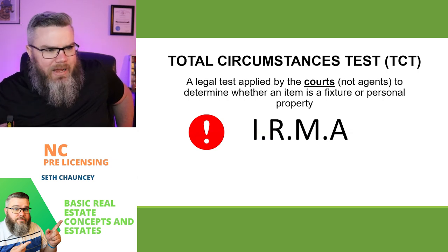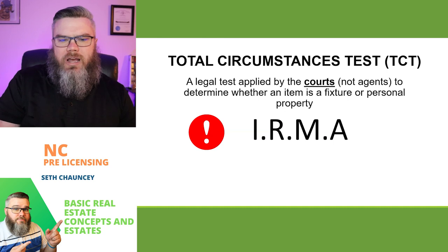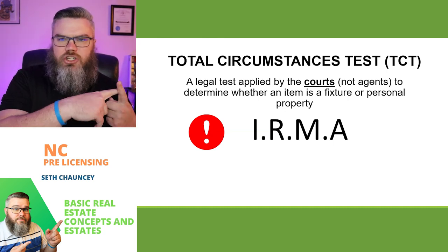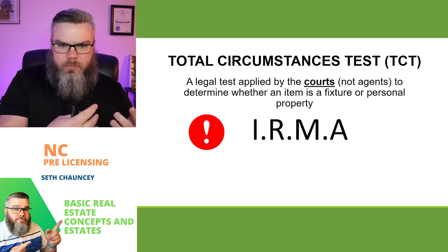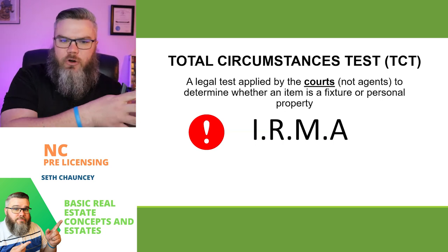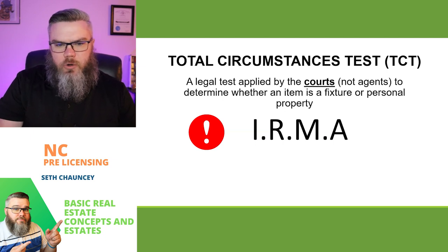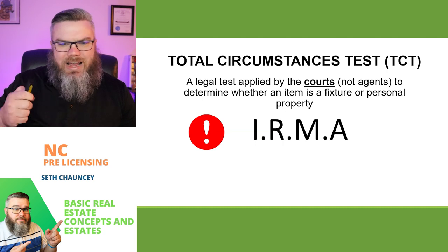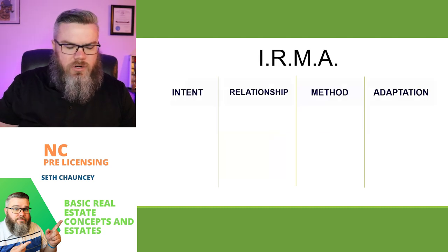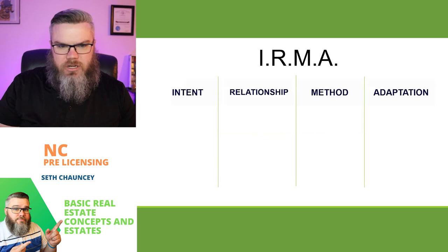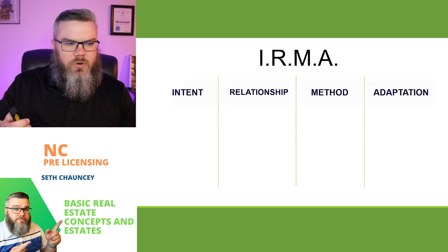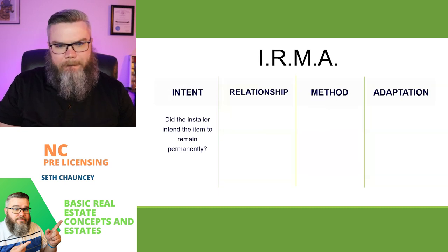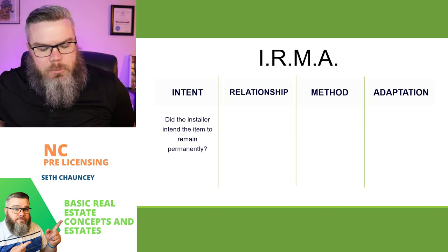And so the I stands for, and remember what I told you, we had those two words, annexation and severance. Annexation is when you attach personal property and make it real property. Severance is severing it from the real property, making it personal property again. So when I say I, it stands for intent of the annexor, the person who attached it. Okay, intent of the annexor. Did they intend for it to remain permanently? That's the first question they answer.